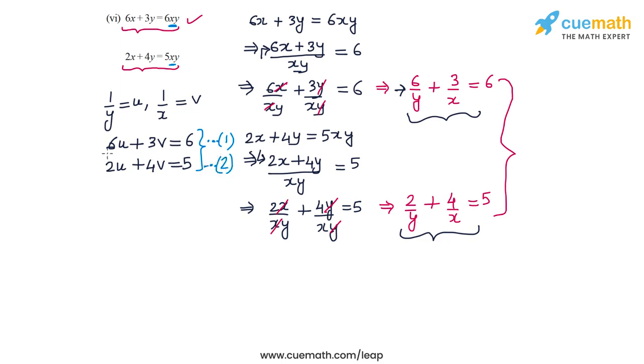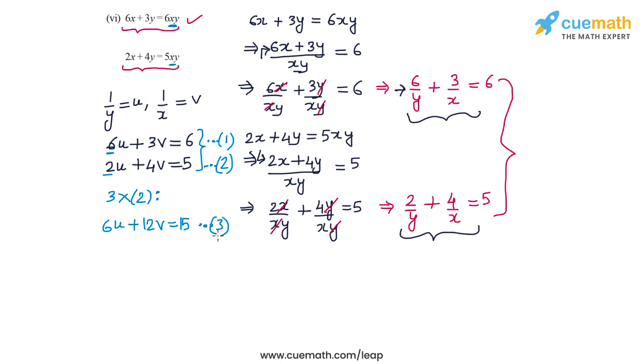The coefficient of u in the first equation is 6 and in the second equation is 2. So let me multiply the second equation by 3 so that the coefficients of u become equal. So 3 times the second equation gives me 6u plus 12v equal to 15, and let's call this equation 3.